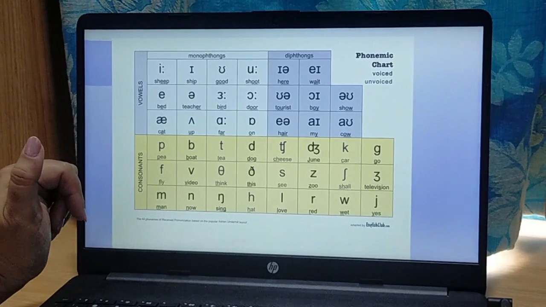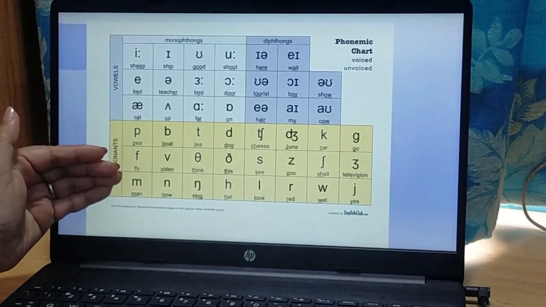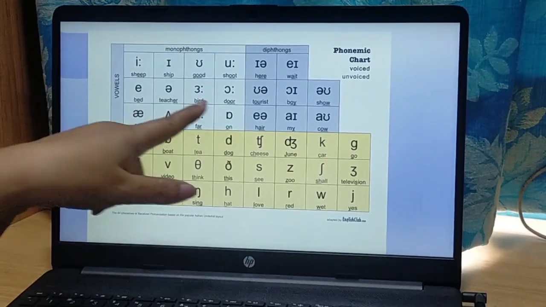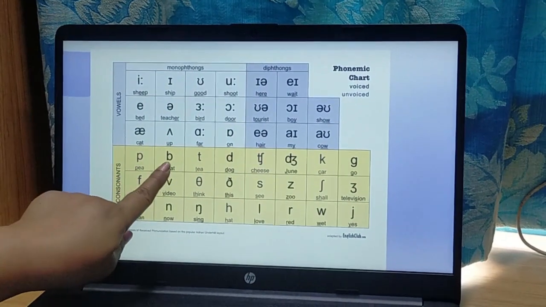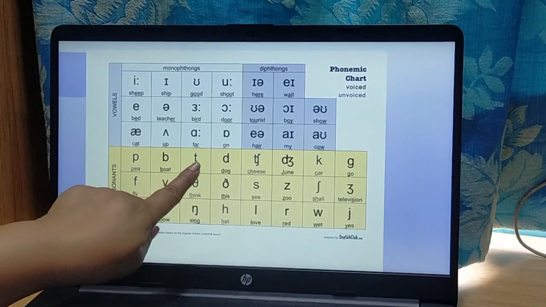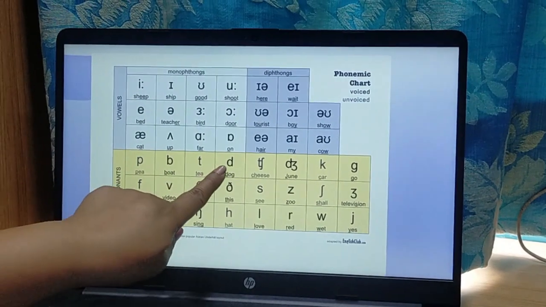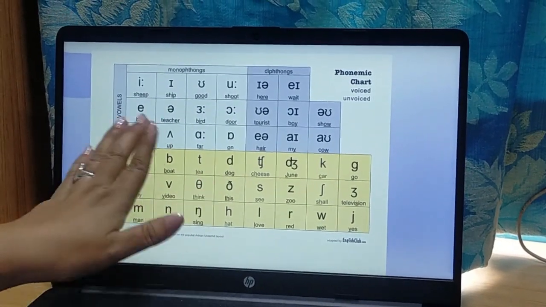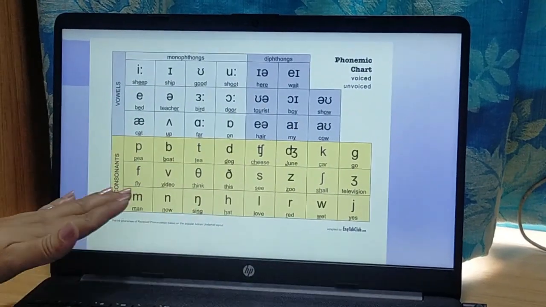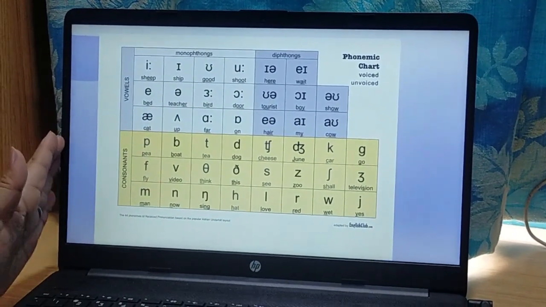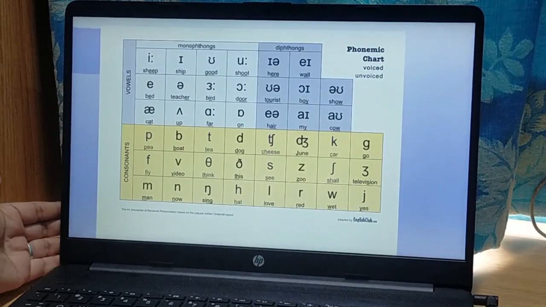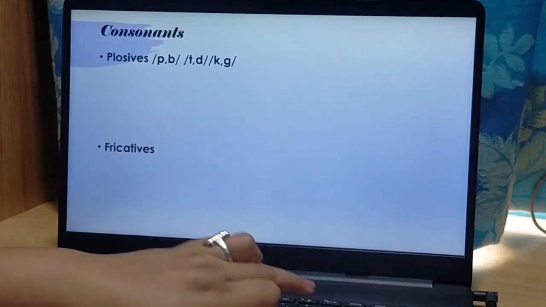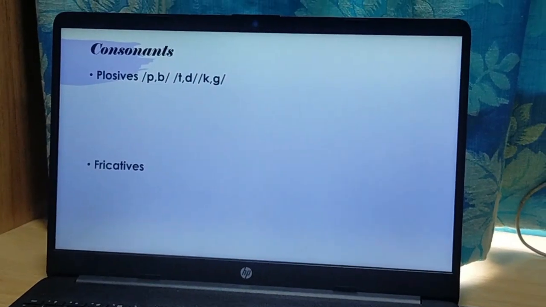Let me now introduce you to the phonemic chart. Here we have all the sounds in the English language. Like here, pa as in p, ba as in boat, ta as in tea, da as in talk. Likewise, we have all the other sounds. Now, let me first divide those sounds for you so that we can deal with them in detail later on. The first I'm going to talk about are the plosives.